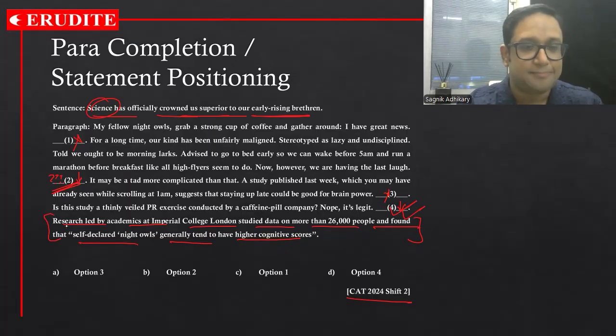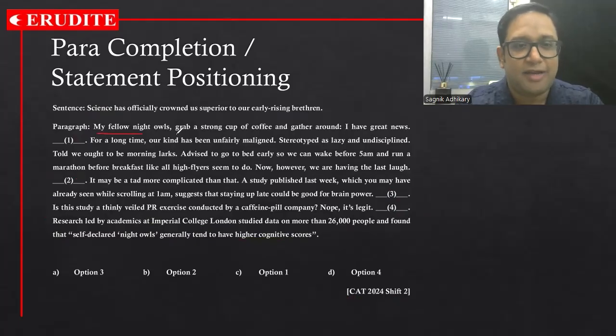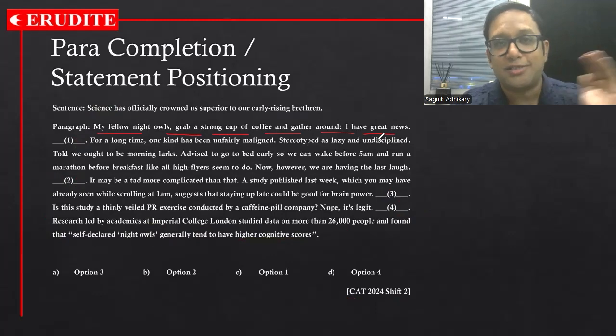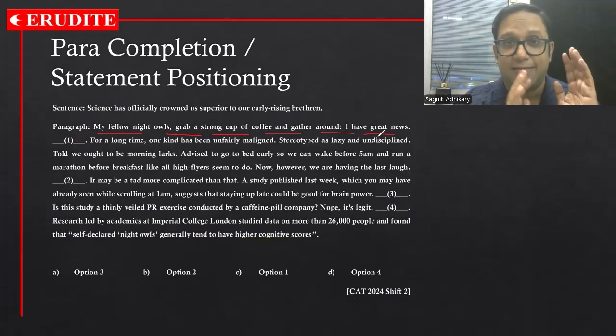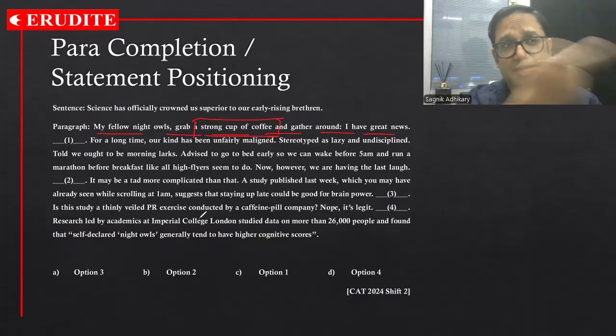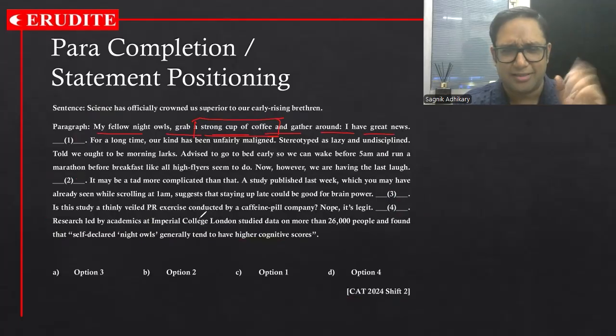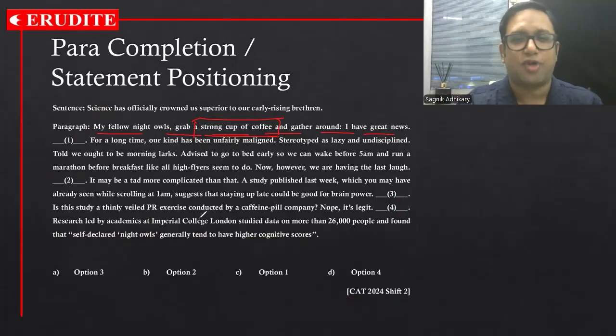Let's see about that. This is a very interesting passage, very funny, in fact, very sarcastic, so to speak. My fellow night owls, grab a strong cup of coffee and gather round. I have great news. So not only does the author place himself or herself in the same shoes as his or her readers, night owls immediately have a sense of connection. Grab a strong cup of coffee, because these are people who sleep late at night, wake up late in the morning, and so they would be drowsy the rest of the day. Their circadian cycle is not the best, so they'd always be looking for a strong cup of coffee. So grab a strong cup of coffee and gather around.